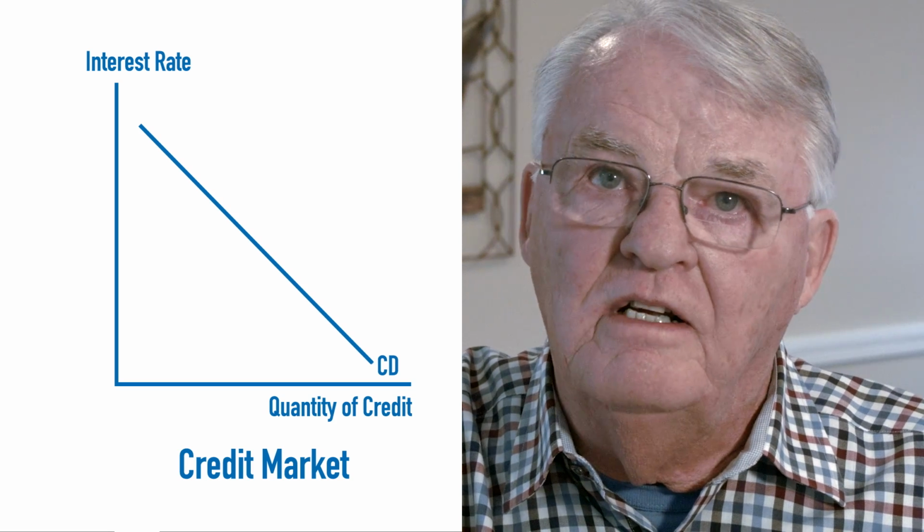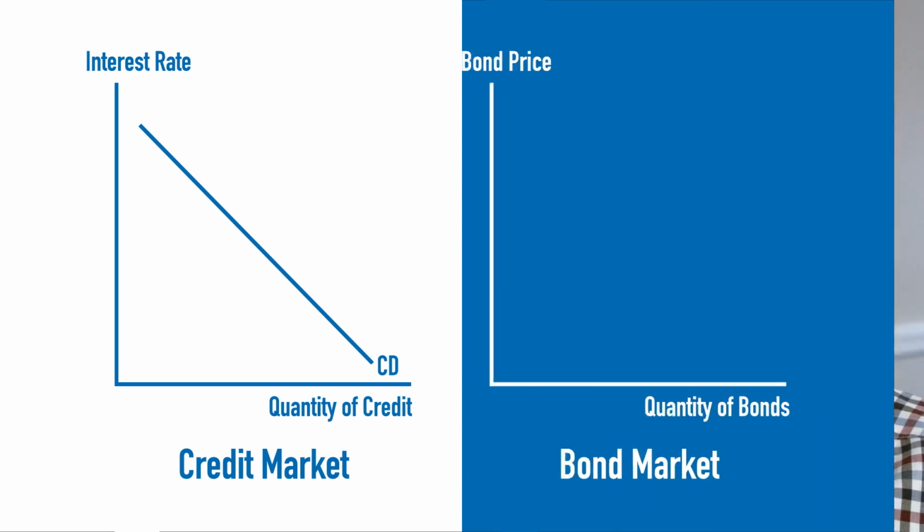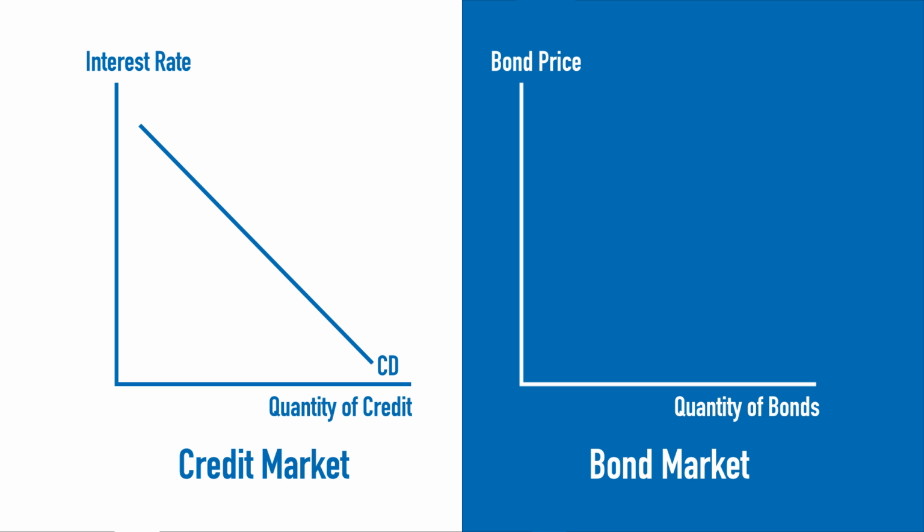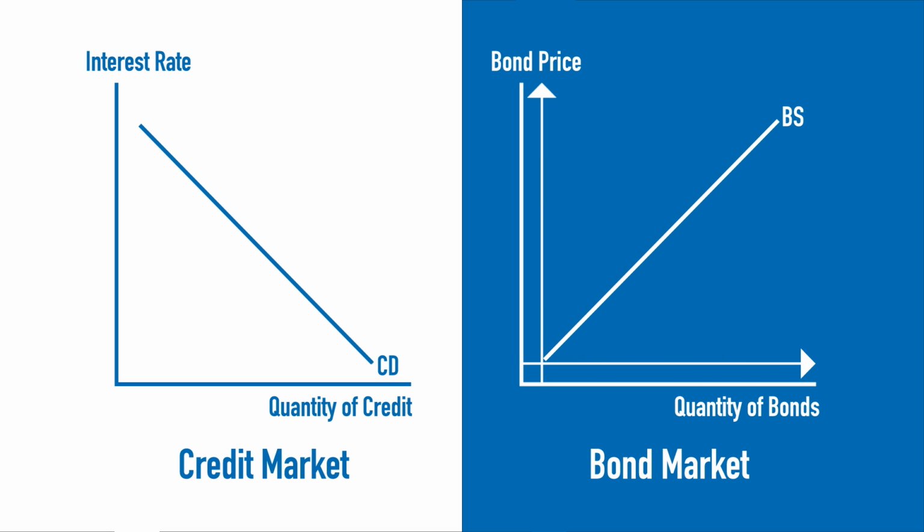But if you're demanding credit, you're necessarily, of course, supplying bonds, IOUs. And the amount of bonds that you supply, the amount of IOUs you supply, will be upward sloping in the bond price. The higher the bond price, the more bonds you're going to be willing to supply, the more IOUs you're going to be willing to supply.